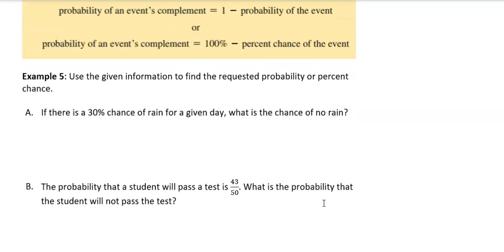So if there is a 30% chance of rain on a given day, what is the chance of no rain? So you're just going to take 100% minus 30% to give you 70%. So there's a 70% chance of no rain.